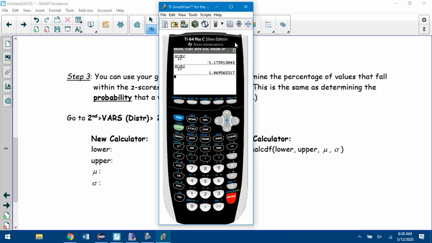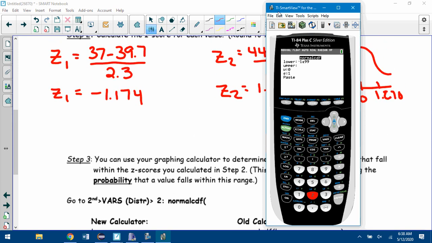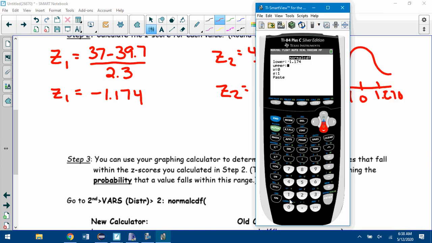So here's what you've got to do. Whether you have a new calculator or old calculator, and I'll show you both, you've got to go to second vars and choose normal distributions. DISTR stands for distributions, and these are things you'd learn if you took AP Stats. All we're using this year is 2, normal CDF. The lower in this case is the lower z-score, negative 1.174. The upper z-score was 1.870.